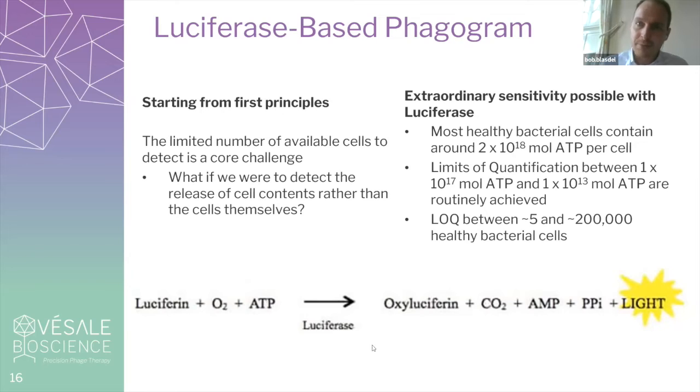And quite a bit of light, which can be quite sensitively detected by a camera, quite automatically. And these assays can be extraordinarily sensitive. So most healthy bacterial cells contain somewhere around 2 × 10⁸ moles of ATP per cell. And with our limit of quantification, we can detect between 5 and 200,000 healthy bacterial cells.